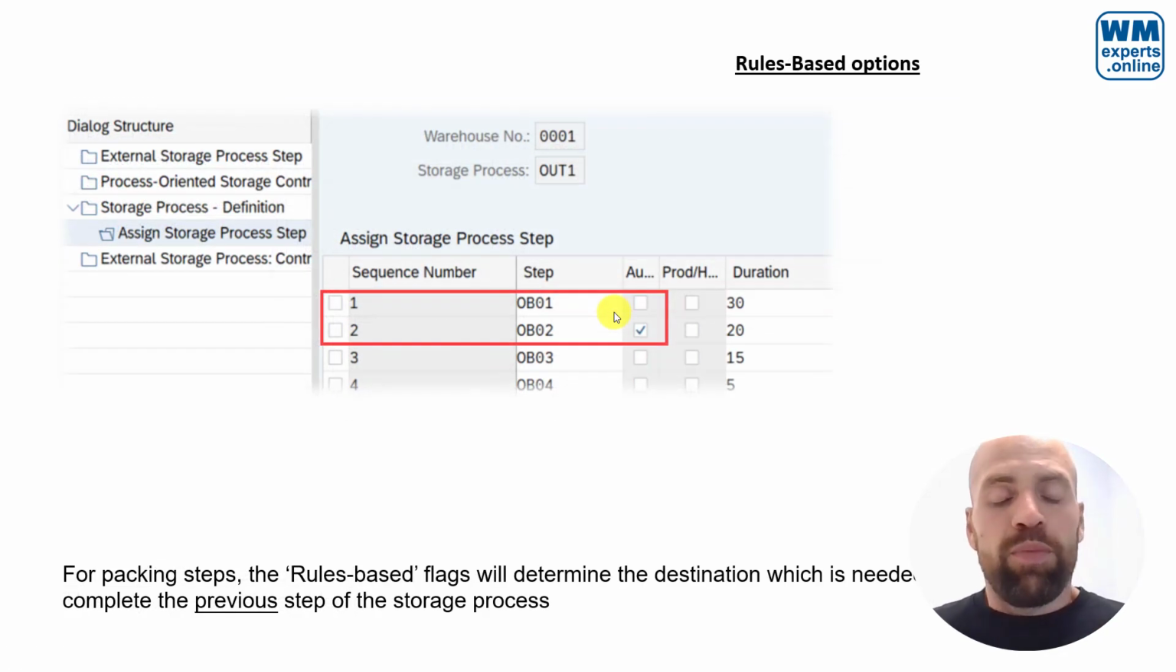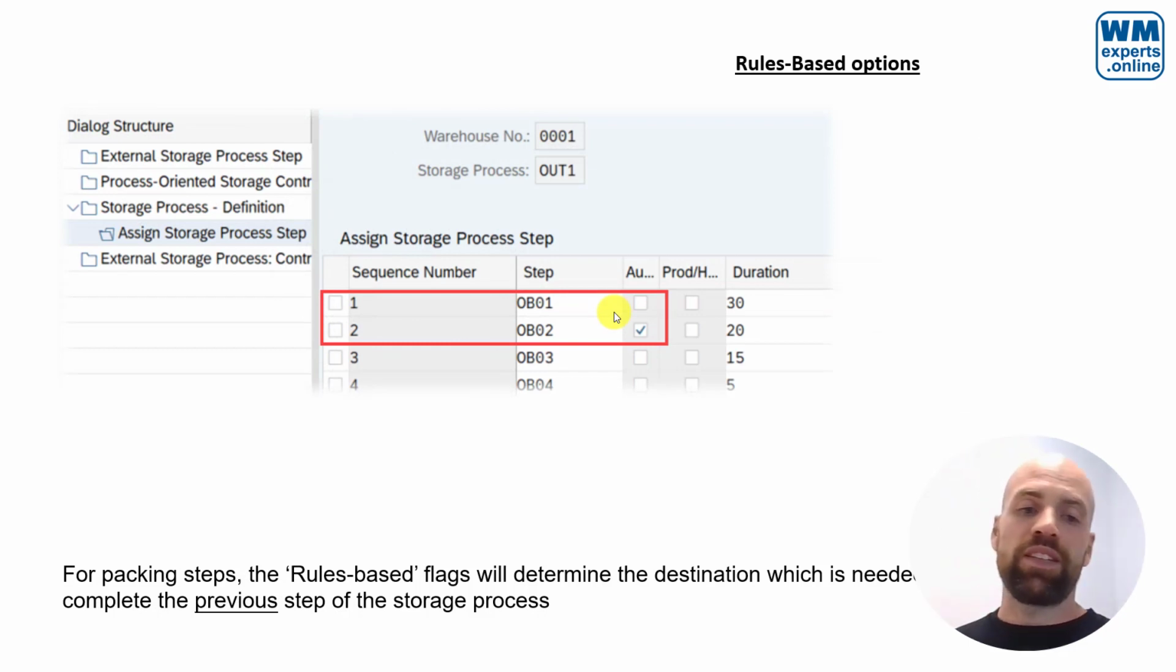Let's then jump into the rules-based options. As I said, we are here determining the destination for the previous step. So our outbound storage process could look like this. We have a step for picking, packing, staging, and loading. And if we determine, based on the rules-based or the non-rules-based logic, the destination for the pack step, we actually determine it for the OB01 step.